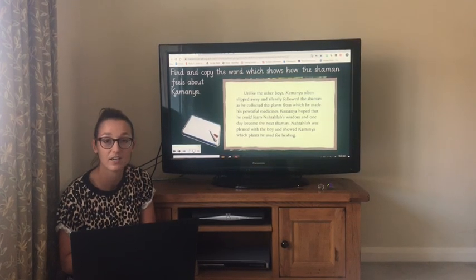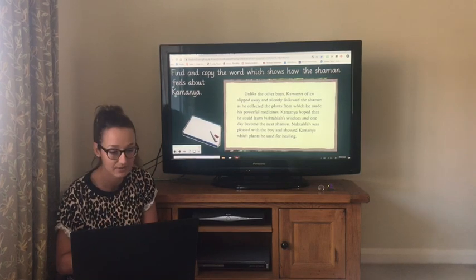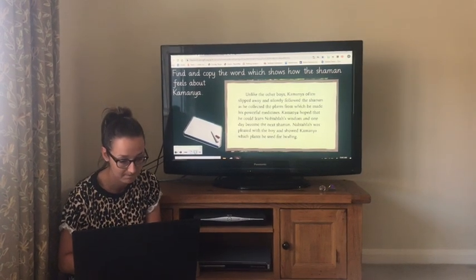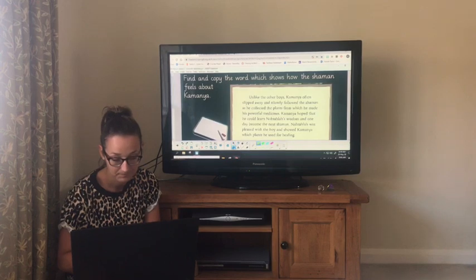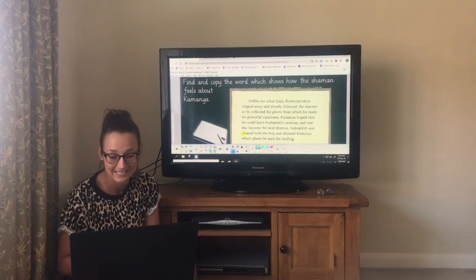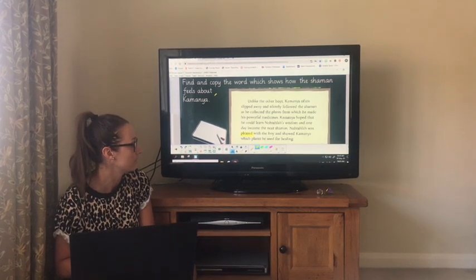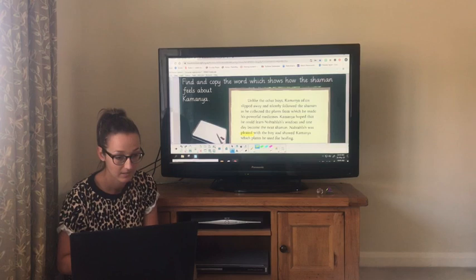Okay, so just while I get my highlighter pen ready, which word do you think shows how the shaman feels about Kamanya? Okay, and the word that I came up with, he was pleased. He was pleased with the boy, so he was very, very impressed. We talked about that word already.